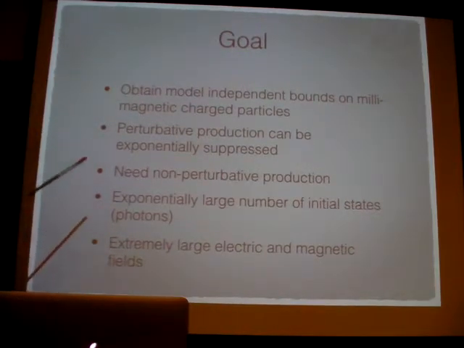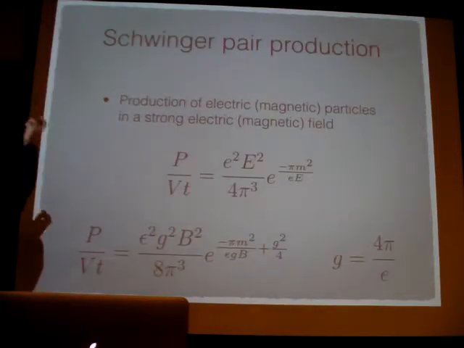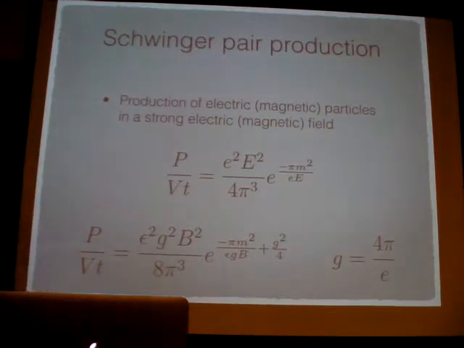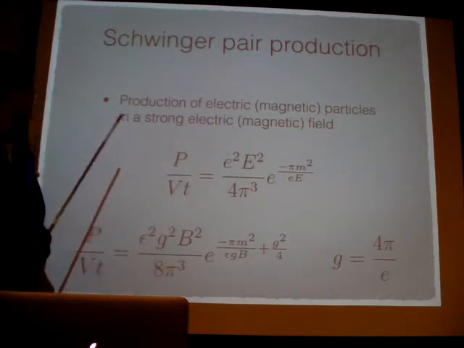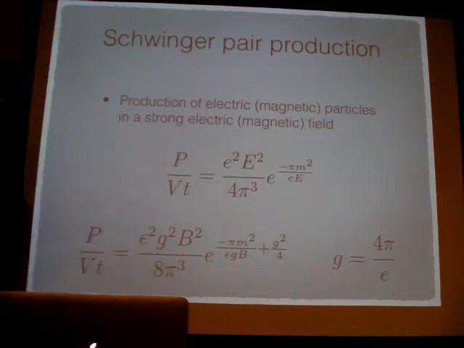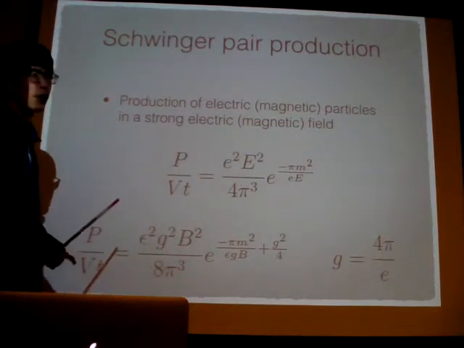Okay. And so, what is a huge cloud of photons? It's large electric and magnetic fields. And so you probably see where I'm going with this, that you essentially get Schwinger pair production. Schwinger pair production occurs for both electric and magnetic particles in strong electric or magnetic fields, respectively. Schwinger basically calculated this a long time ago.